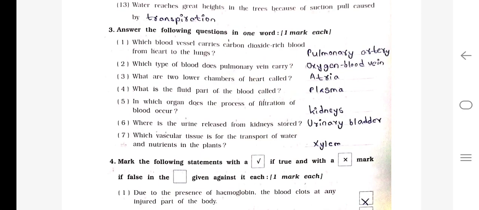Number 5. In which organ does the process of filtration of blood occur? Answer is kidney. Number 6. Where is the urine released from the kidneys stored? Answer is urinary bladder. Number 7. Which vascular tissue is for the transport of water and nutrients in the plant? Answer is xylem.